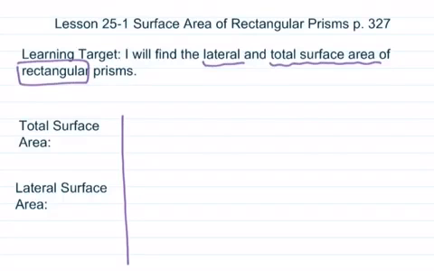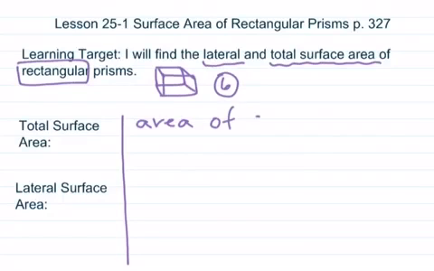Our total surface area, first of all, I'm going to draw up here a little rectangular prism so you can have a visual. Our total surface area is going to be the area of all the faces. So there's 6 faces on a rectangular prism. So it's going to be the area of all 6 faces added up.